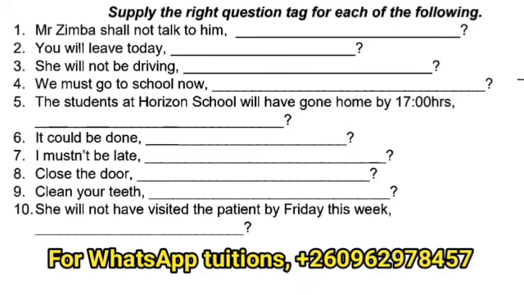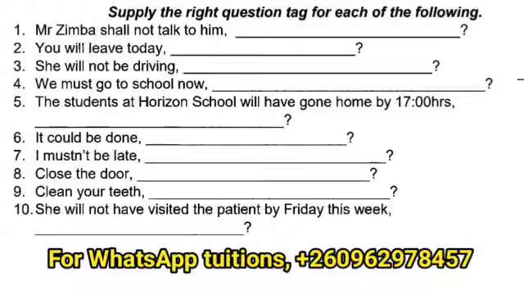Number 7, I mustn't be late. You realize that the key word there is must, and they have already written it in negative form, because of the presence of N, apostrophe, and T. Mustn't is the short form of must not. So it's simply I must not be late.